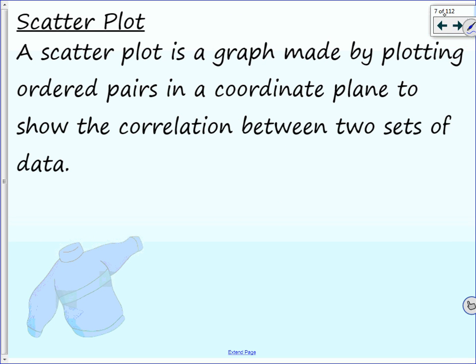So the way linear graphing relates to real life in one way is through something called a scatter plot. A scatter plot is a graph made by plotting ordered pairs, and the ordered pairs are 2 sets of data. So we could graph your weight and your height, your test scores and your shoe size, or your hair length and your nose length. Any 2 pieces of information about one thing can be graphed.